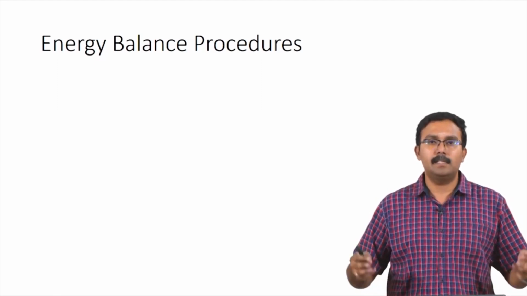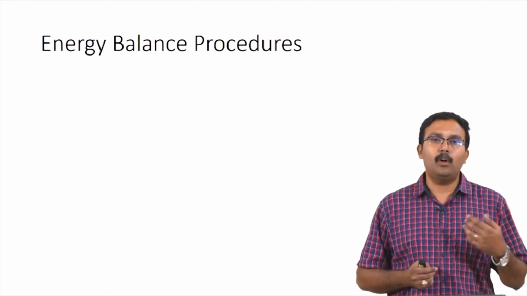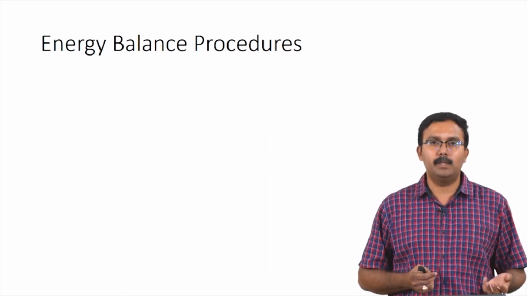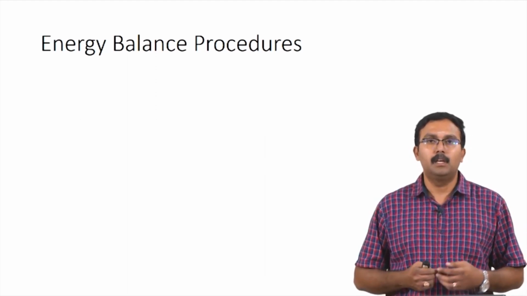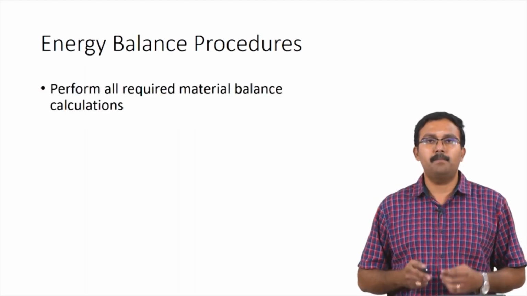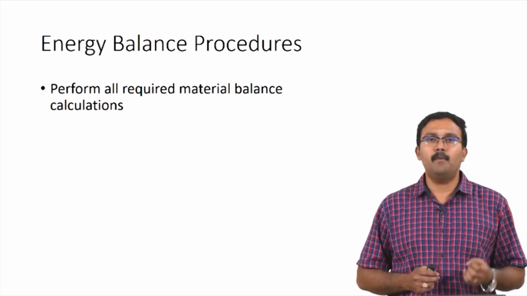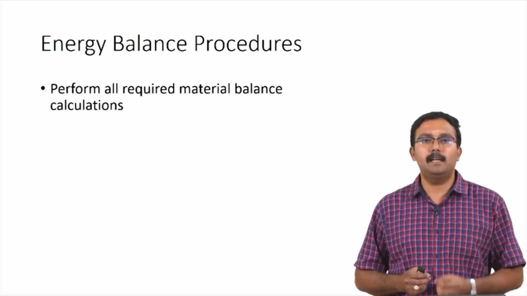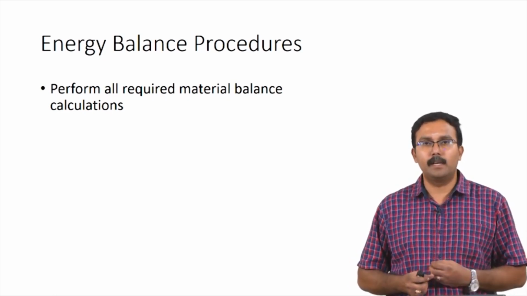So, if you are going to design a plant and you need to understand the energy requirements, you first need to complete all the material balances which are associated with it, so that you know how much energy would be required for each of the processes. So, because of this, the first step for any energy balance calculation which you would be doing is to perform all the required material balance calculations, so that you have information about all the flow rates.